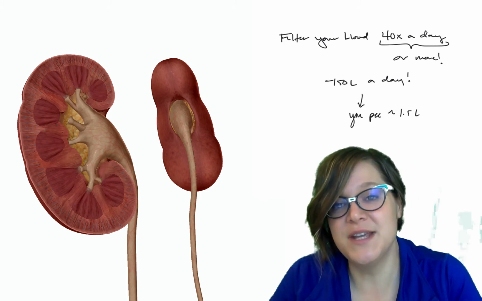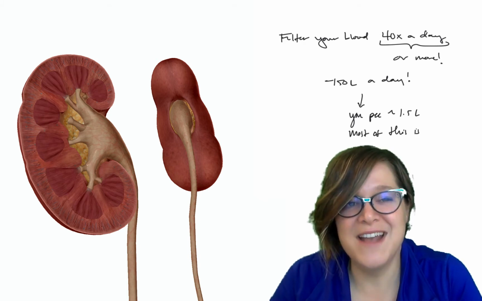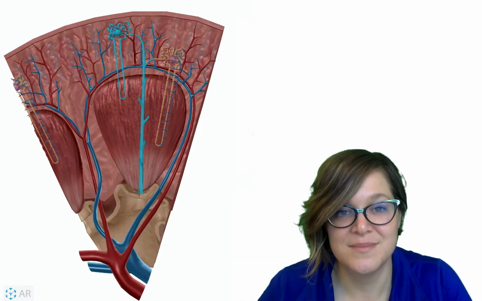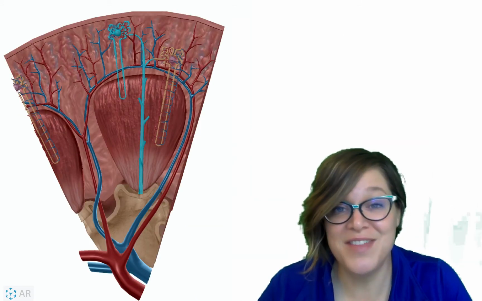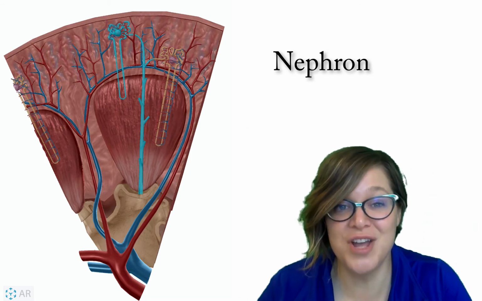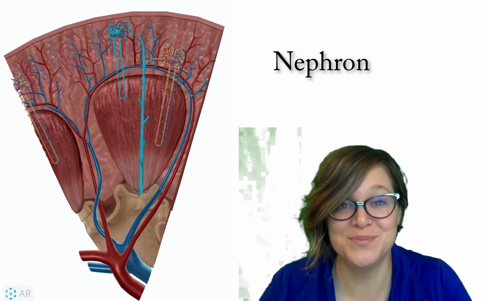This is because your kidneys are reabsorbing the good things that your body needs more of, and that's leaving behind the waste, which is going to go down the drain. The functional unit of the kidney is the nephron, and you have millions of nephrons in each of your kidneys. We're going to see how they work in this video.